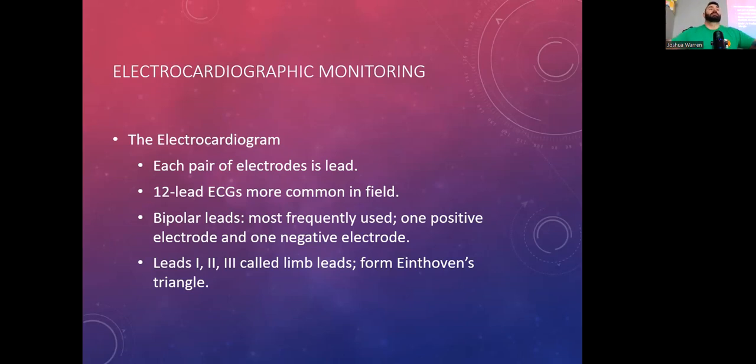So what does it mean? It means you got two polar opposites, right? So bipolar means it's got a positive electrode and a negative electrode. Yeah, we're talking about the electrode stickies. We're forming Einthoven's triangle, and that will cause you to have the formation of the leads 1, 2, and 3.